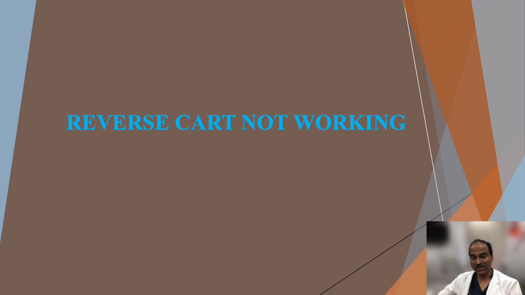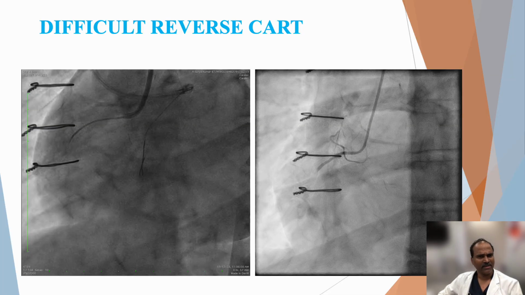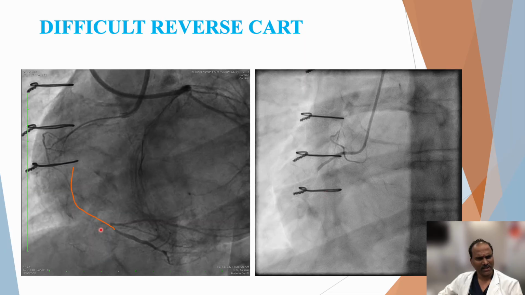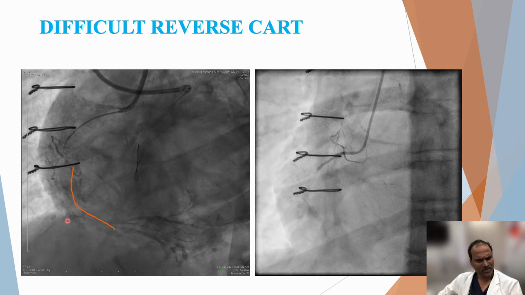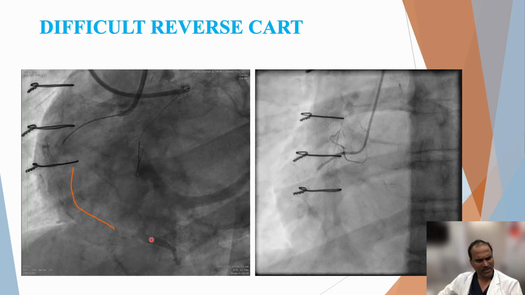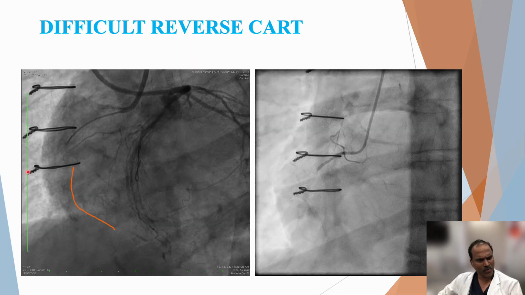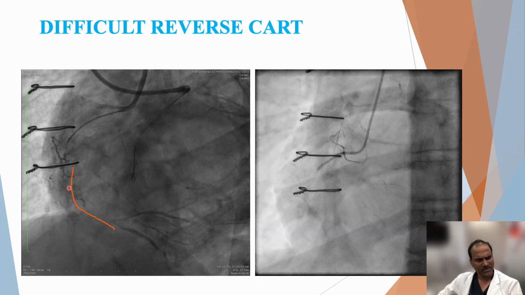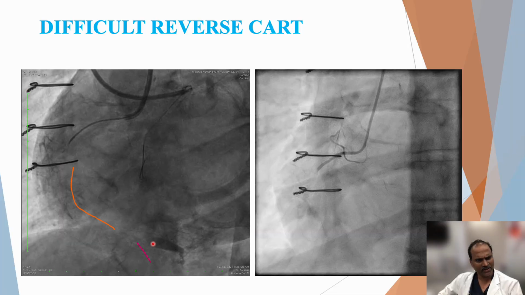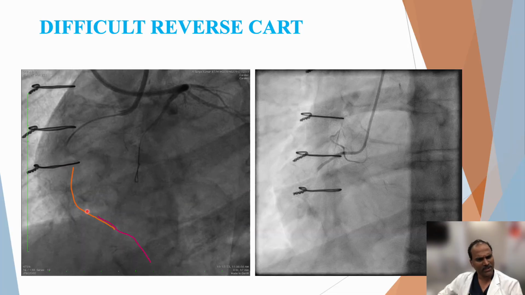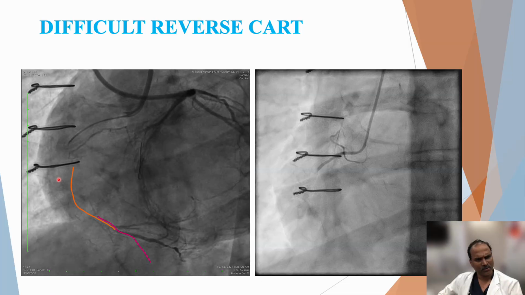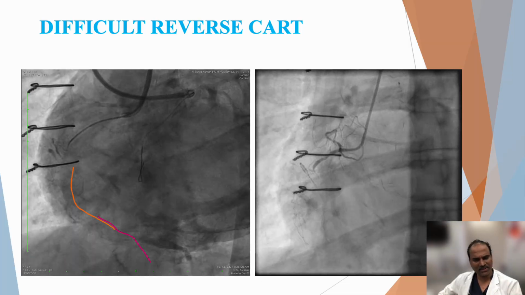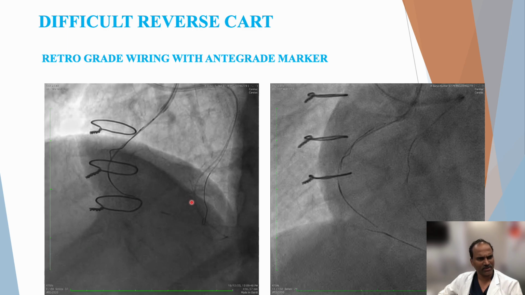And when reverse CART is not possible, in this case a post CABG CTO with an SVG on distal RCA. So when you are going retrograde, your wire can go into the SVG rather than into the mid RCA. So always bring your antegrade wire, and then take your retrograde wire using the antegrade wire as a marker through the CTO, and then only you can connect the spaces. Otherwise it is very difficult to connect the spaces. So that's what we did here.